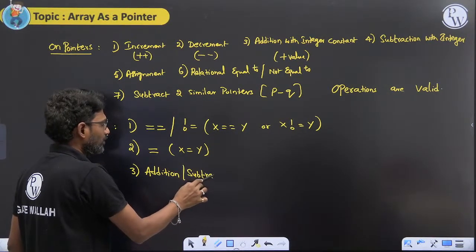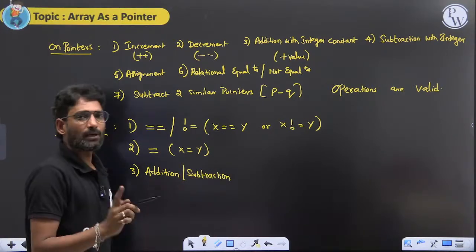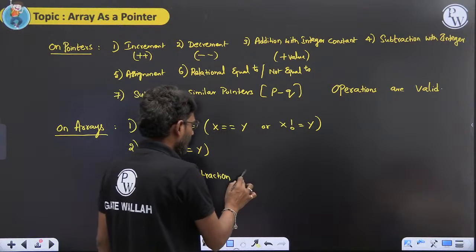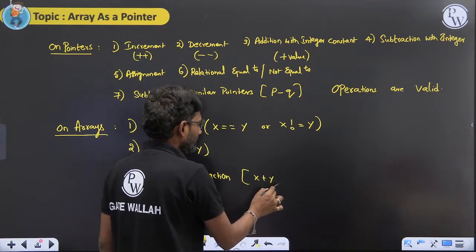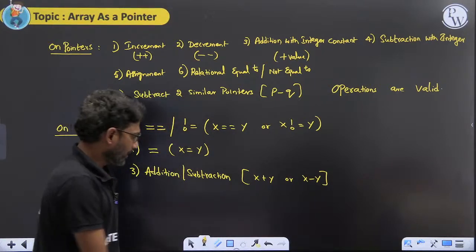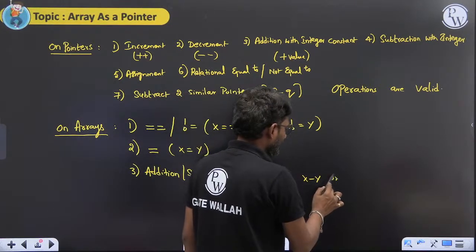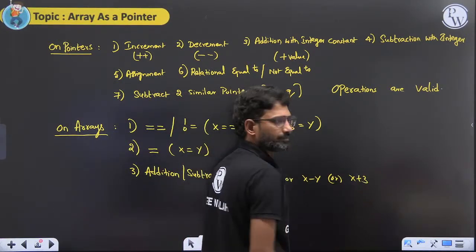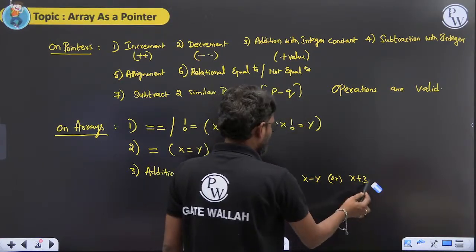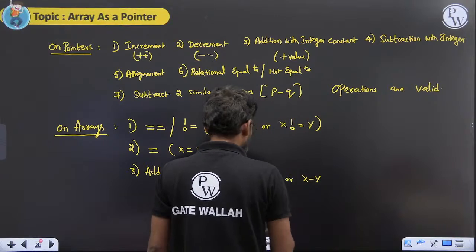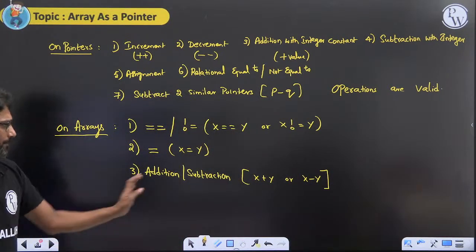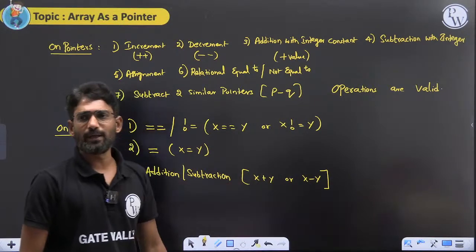And can I do addition or subtraction on arrays? I will be able to do on elements of the array, but not directly with the array. As an array we cannot, like x plus y or x minus y, or you can say x plus 3. This is actually valid, like x plus 3 is actually valid because it refers to the address of third index element. Okay, so addition, subtraction we will not be able to do.